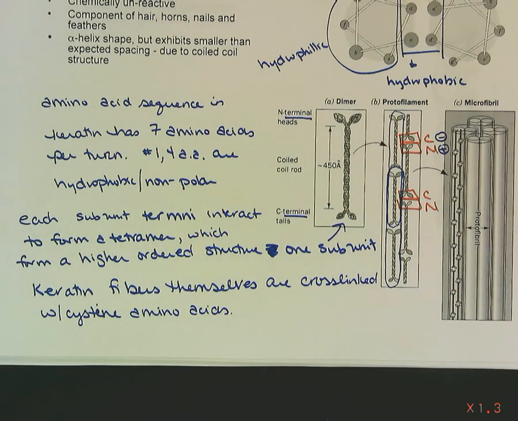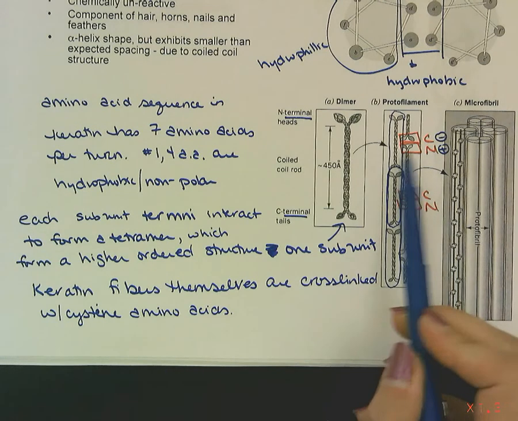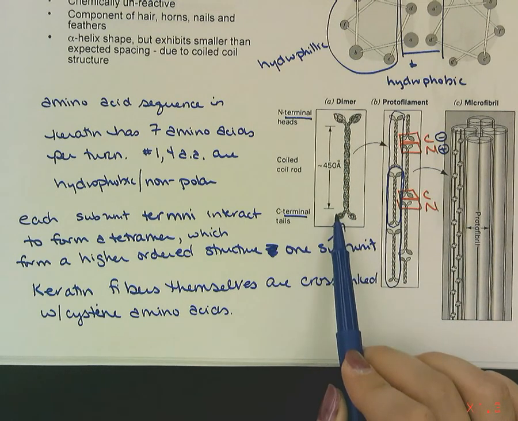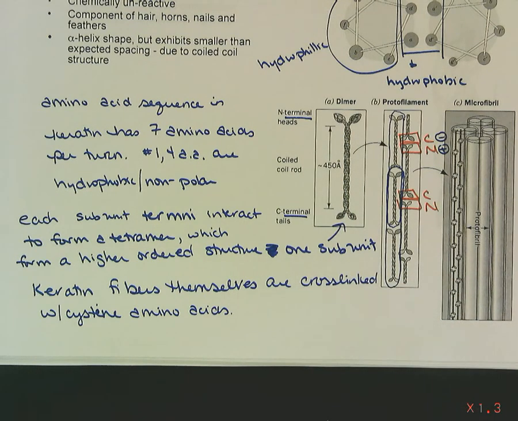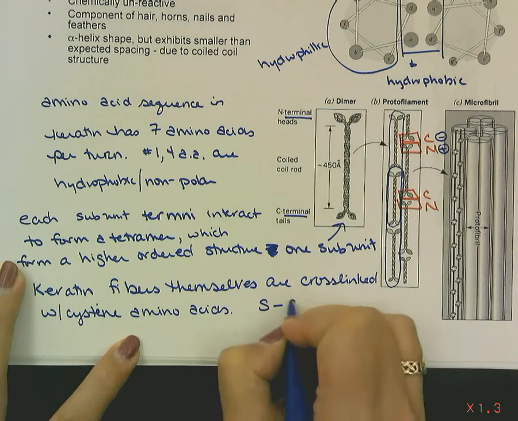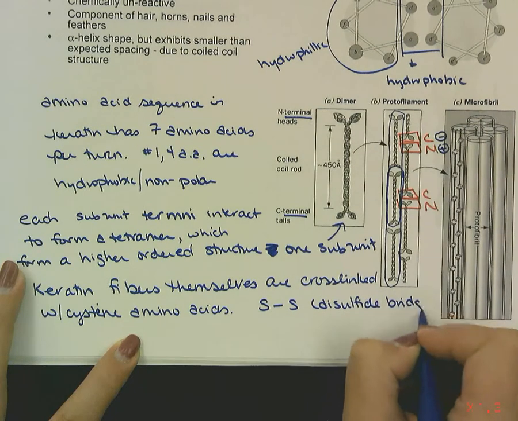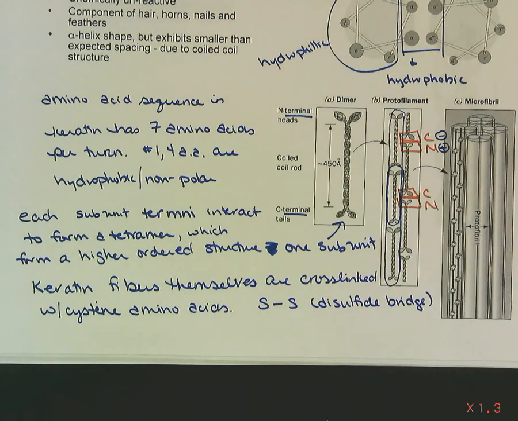So keratin fibers themselves are cross-linked with amino acids. They're not cross-linked to the protofilament, it's within the dimers. There's cross-linking within the dimers. And so then they are able to cross-link with cysteine. What kind of cross-linking can cysteine make? Disulfide bridge. So we're going to see some disulfide bridges form between our keratin fibers.